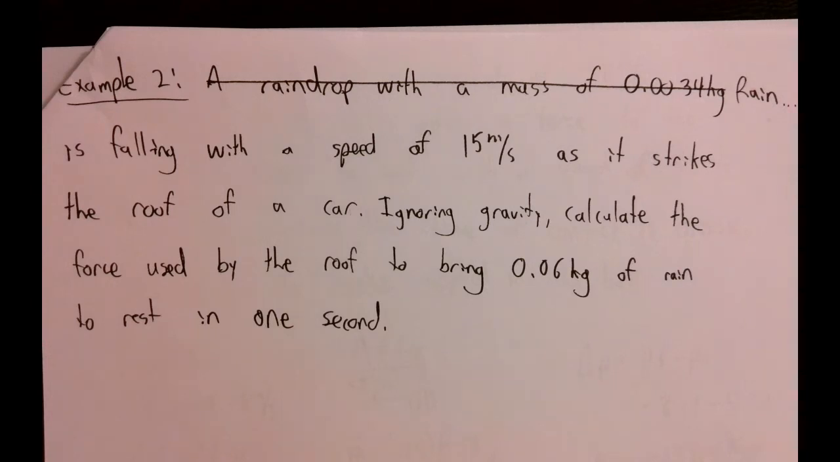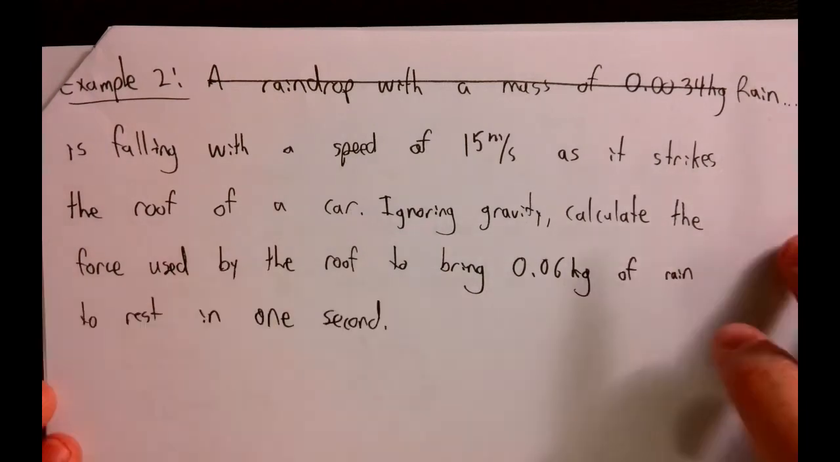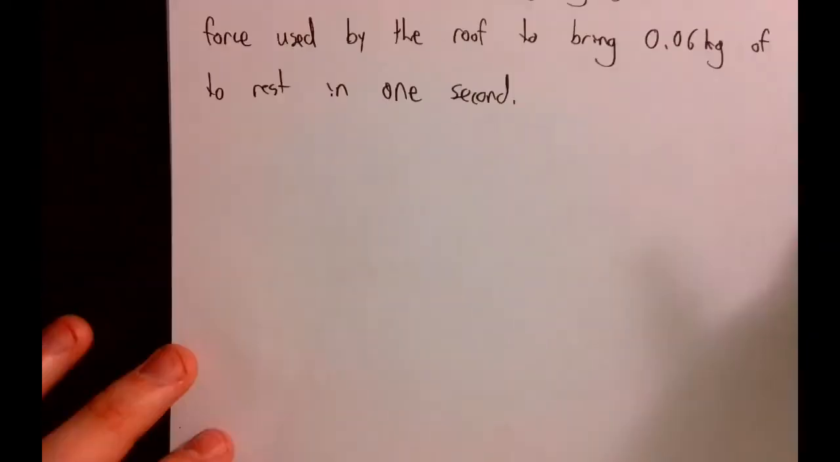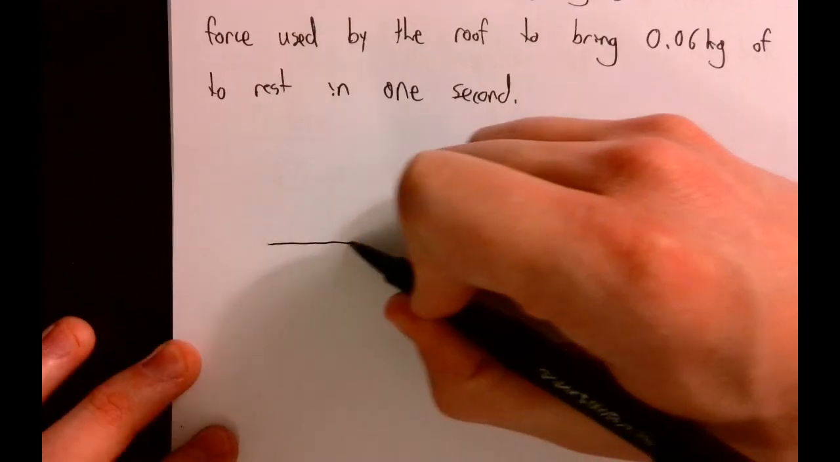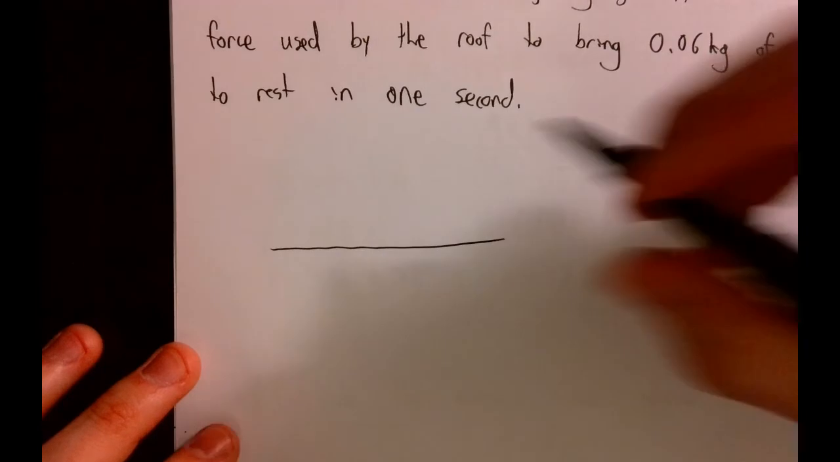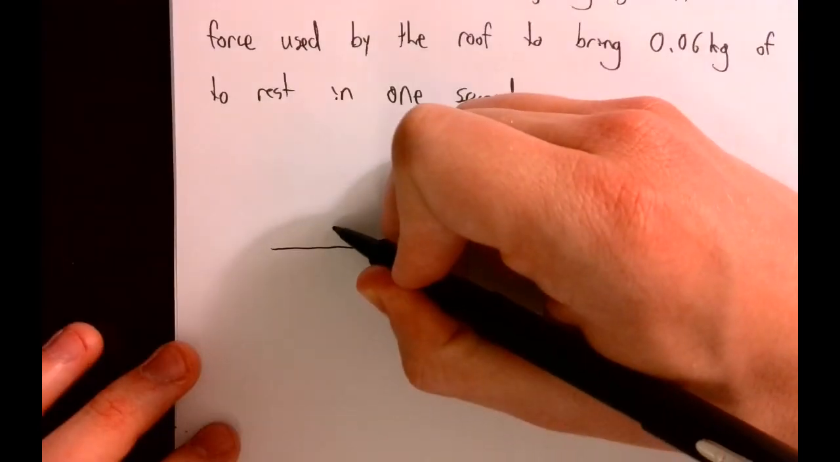So here's what we've got. I think this is kind of weird, but I'll just draw a little roof of the car to explain what's going on. And you can skip the drawing if you don't think it's necessary for you. I don't even know how to draw a raindrop. Whatever. So a raindrop is hitting the roof of a car.